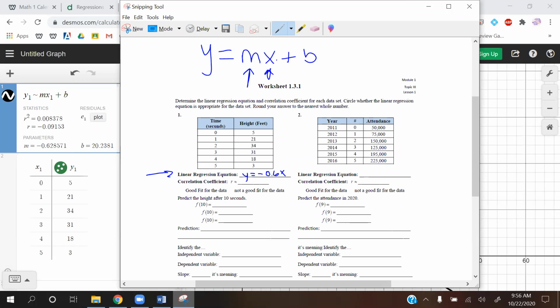So I had mx plus b. So I wrote my m, which was negative 0.6. I wrote the x. Now I'm going to write plus b. So according to Desmos, my b was 20.2381. I'm going to round that to 20.2. So I'll write here plus 20.2. Okay, so this is my linear regression equation. y is equal to negative 0.6x plus 20.2. Any questions on that?